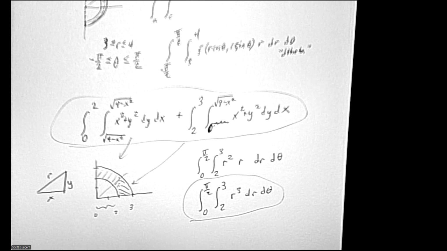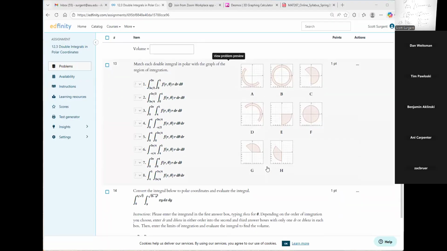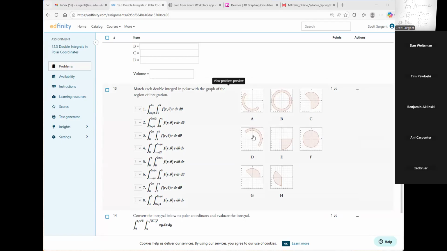Let's see. Well, we got a few minutes. Let me just bring up one more. I'm just scrolling through. This is number 13 in section 12.3. You got all these crazy looking regions here. These are kind of fun, actually.